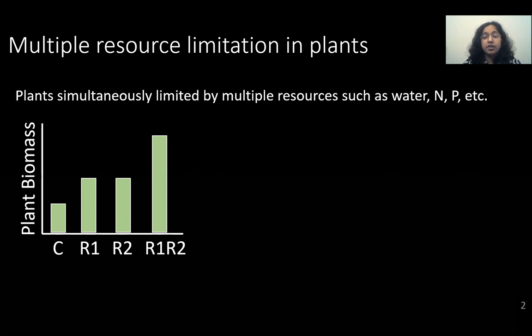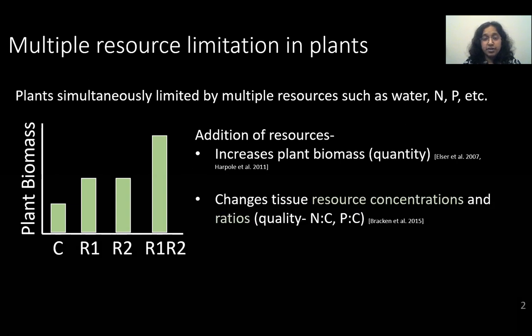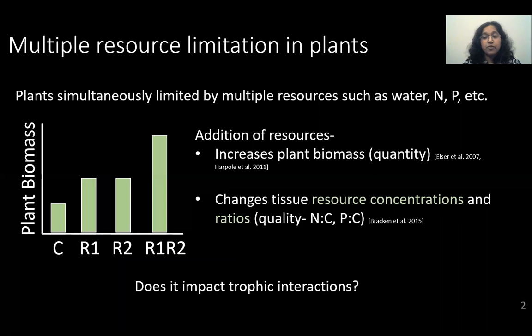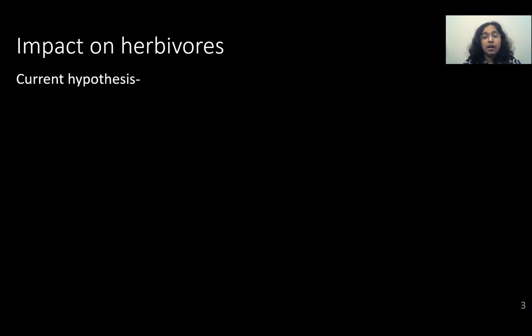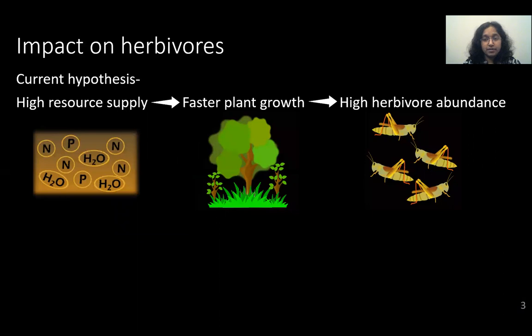Addition of resources not only increases plant biomass, but may also change plant tissue concentrations and ratios of resources. For example, addition of nitrogen has been shown to increase both plant nitrogen concentration and N to C ratios, which may have consequences for other trophic interactions. Our current understanding of resource, plant, and herbivore interactions suggests that increasing resources should lead to faster plant growth and higher plant biomass, resulting in higher herbivore abundance. However, this may not be true for all resources.